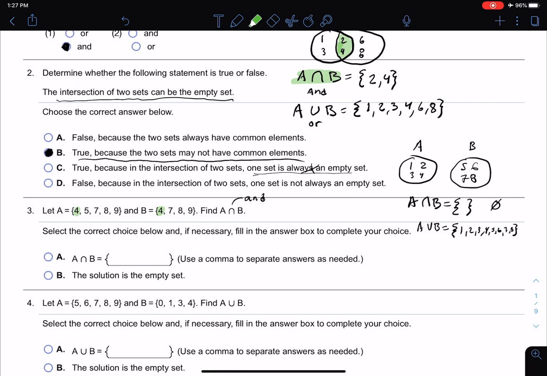Okay, still looking for more. How about a 5? Nope. How about a 7? Yes. I see 7 on both lists. I see an 8 on both lists. I see a 9 on both lists. So there's lots of intersection going on here. So the solution would be 4, 7, 8, 9.